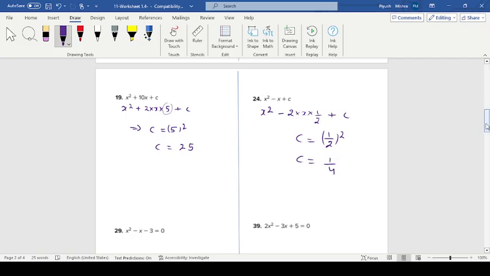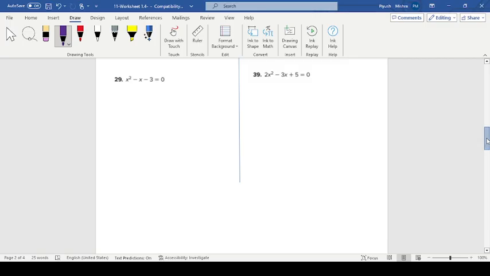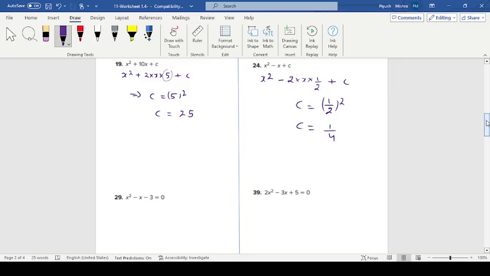Now we will be doing the next two questions, question number 29 and 39. Here we have to do completing square method. What is the completing square method? Like if you can see up, I have done here, if 2 was not written, I have multiplied by 2 and divided by 2. Okay, and I have considered 1 by 2 whole square as C. So same way I will be doing this one.